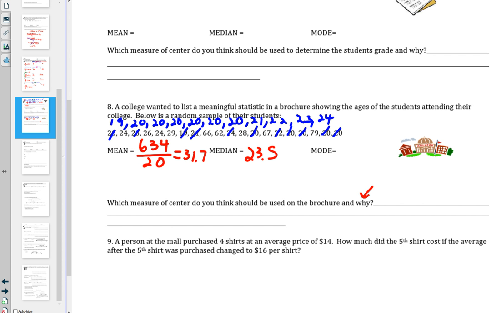The mode is the one that occurs more. I'm guessing the 20. It's got to be 20. There's no 20 shows up the most. So which measure of center should be used in the brochure and why? I guess it depends on what they want. If they want the school to look younger, what should they use?